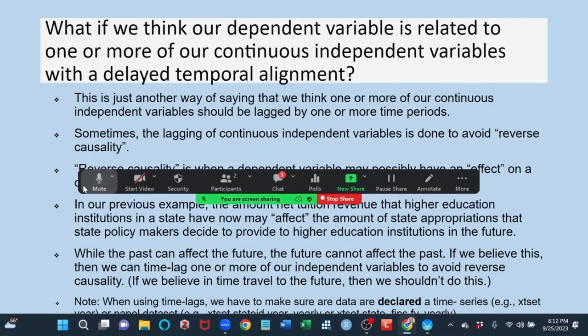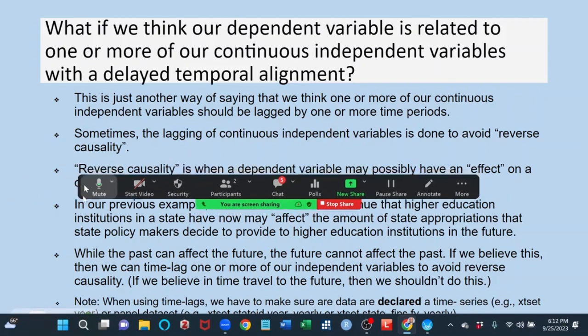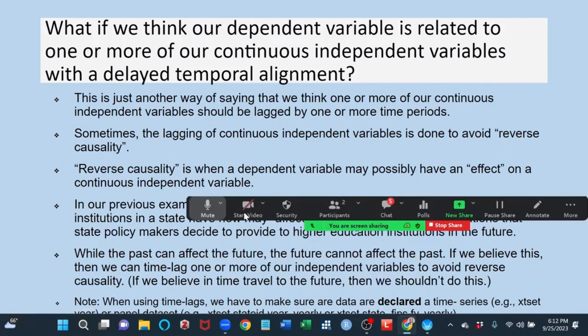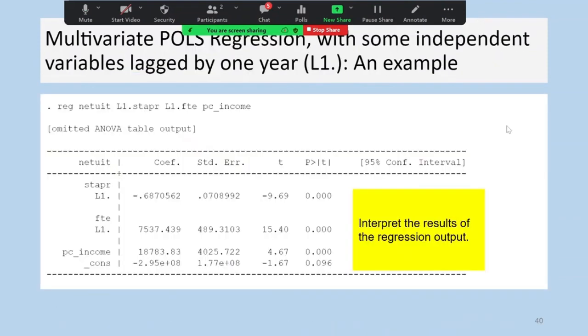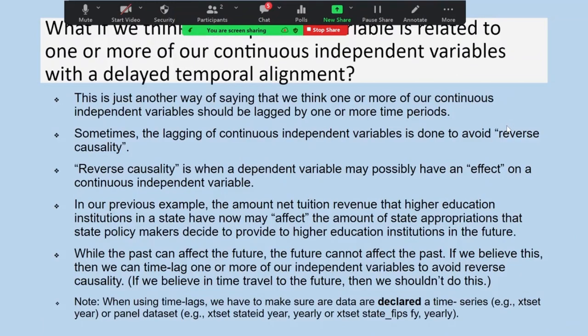So, what if we think our dependent variable is related to one or more continuous independent variables with a delayed temporal alignment? Well, what does that mean, delayed temporal alignment? I can't get everything down here on this. See if I can do this so you can see it. Okay, I think you can see it now, right? This is a fancy way of saying that some of our variables are lagged by one time period.